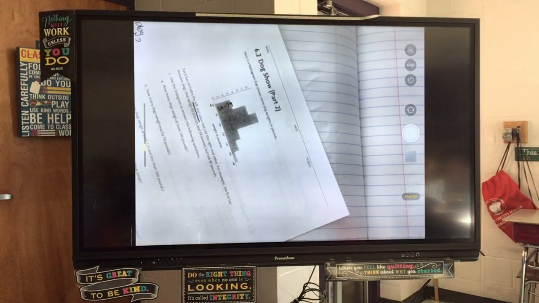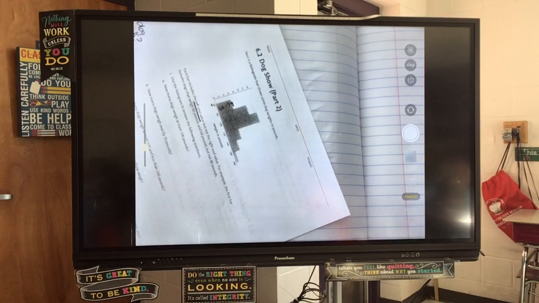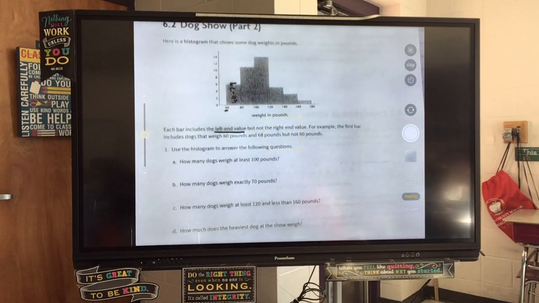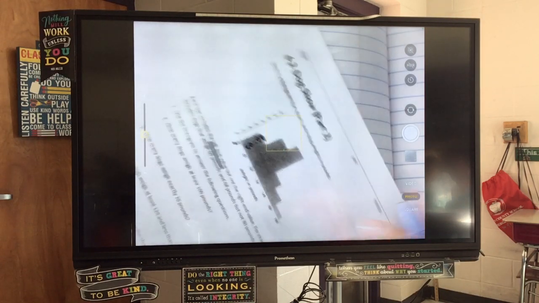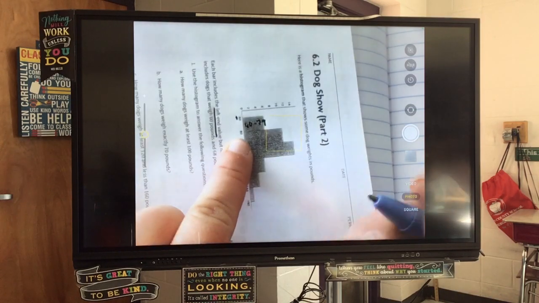Okay? Usually on histograms, they give you that value right there that I wrote. They will say 60 to 79, 80 to 99, whatever. But the way they set this up is not the most friendly, I'll say it that way. So it's the left value, but not the right value. For example, the first bar includes dogs that weigh 60 pounds and 68 pounds, but not 80 pounds. So let's go ahead and write the value for the rest of these bars so we do not get confused. Okay, so for the next one, it's 80 to what?